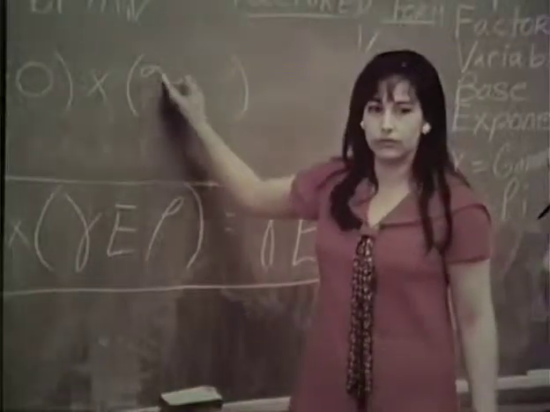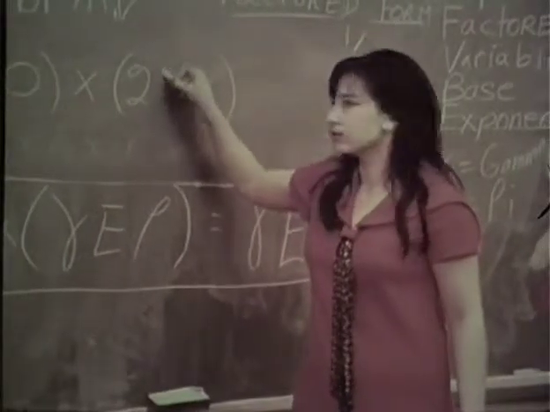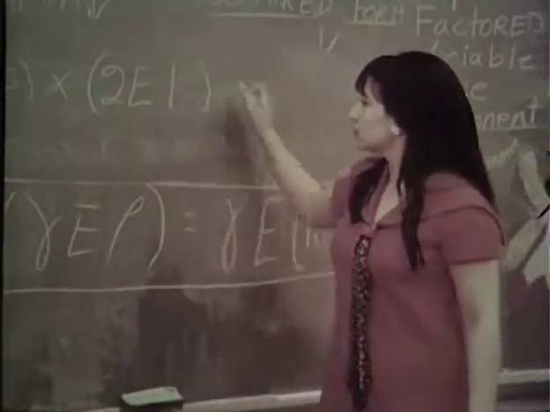Quantity 2 exponentiation 0 times quantity 2 exponentiation 1 equals 2 exponentiation quantity 0 plus 1.